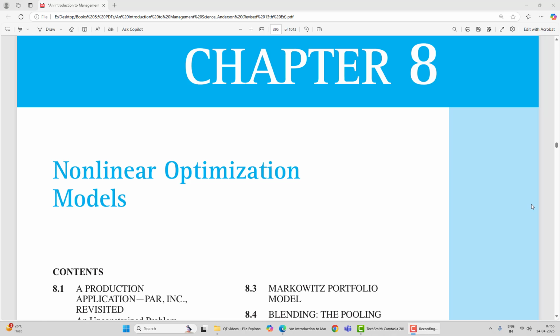For example, if our variable is x, then somewhere in the objective function or in the constraints, it will assume a power of x raised to minus 1, x raised to minus 2, or it can also be x square, x cube, etc. So that qualifies as a non-linear model.